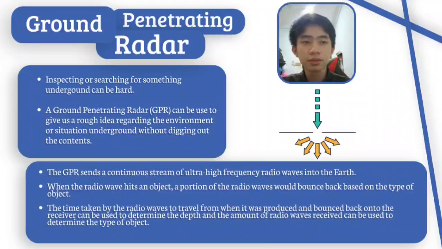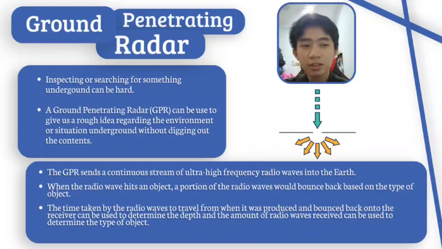Now, another tool that uses radio wave-based imaging is ground-penetrating radar. It is mainly used to inspect or search for something underground. The GPR can be used to give us a rough idea, or at least a little information, about the environment or the situation underground without having to dig the soil and the earth and ruin the terrain.